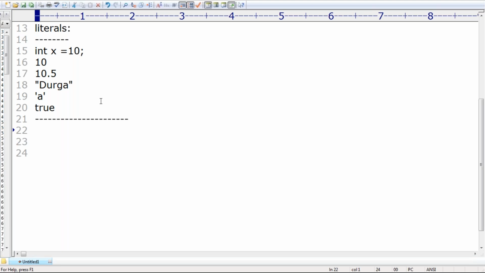Next, what is the next thing we have to talk about? Integral data types. Which data types are called integral data types? Can you please respond?